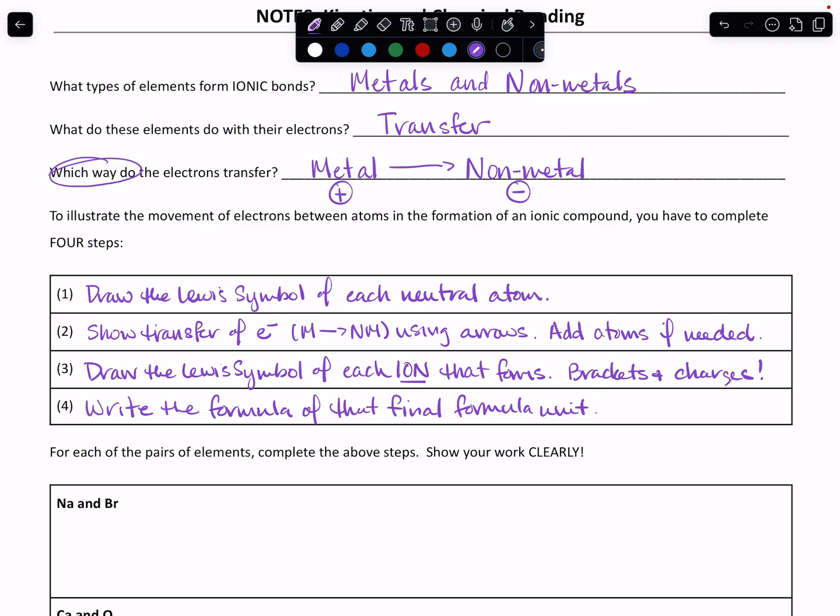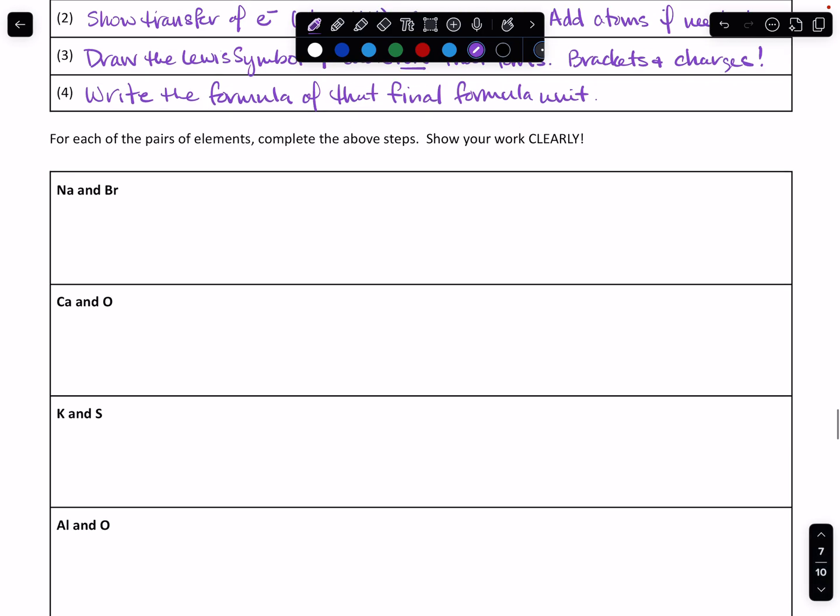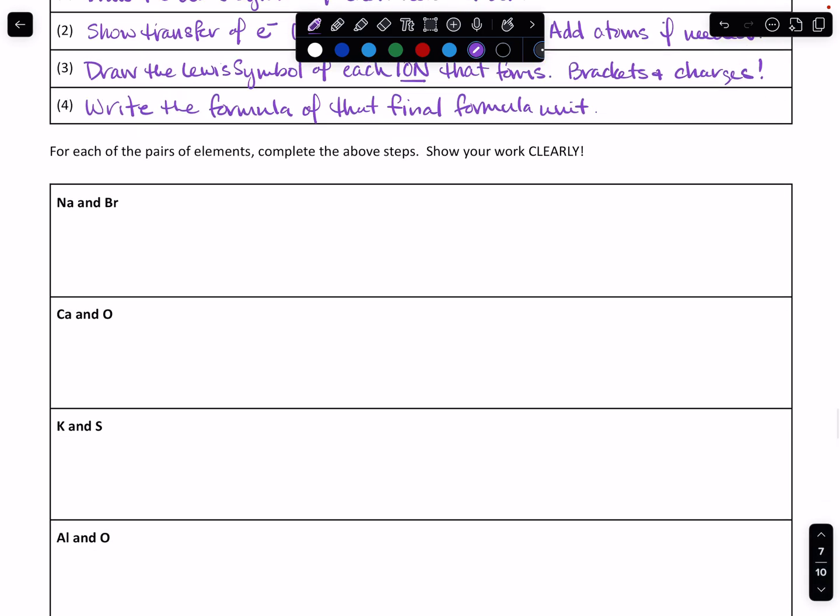Draw the Lewis symbol of each neutral atom, show the transfer of electrons from metal to non-metal using arrows, adding additional atoms if needed, draw the Lewis symbol of each ion that forms after the transfer, including brackets and charges, and then write the formula, that final formula unit. I would like to add, you should also be able to name these. We've been working on that for a while. So we're going to do each one of these, working through these steps.